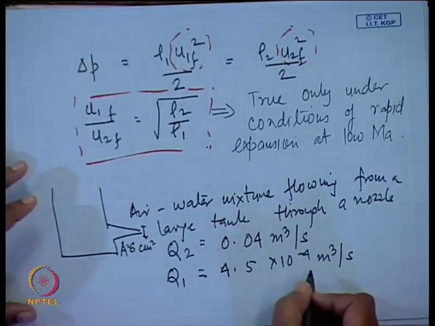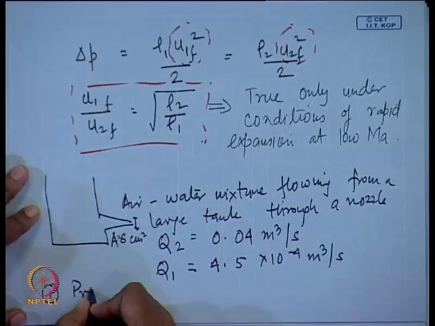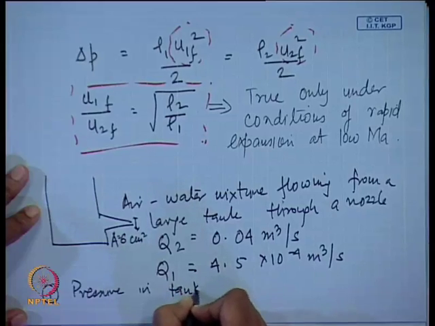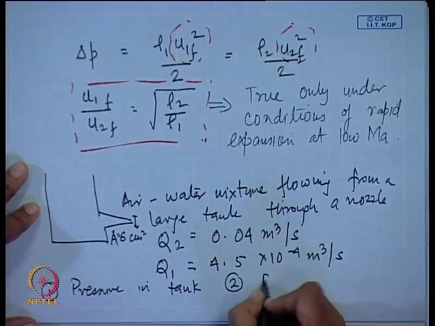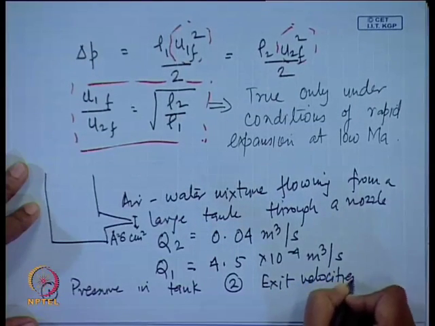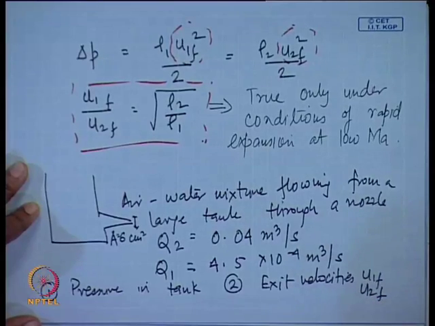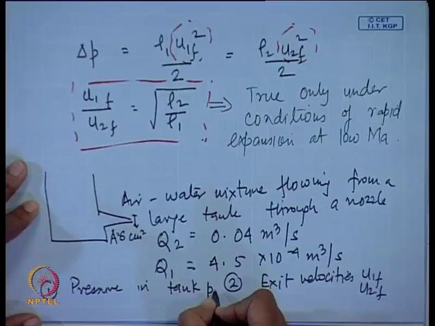Now, what are you required to find out? You are required to find out, one, the pressure in the tank, and two, the exit velocities, that means u1f and u2f. These are the two things you are required to find out, okay? And pressure in the tank, that means P initial.